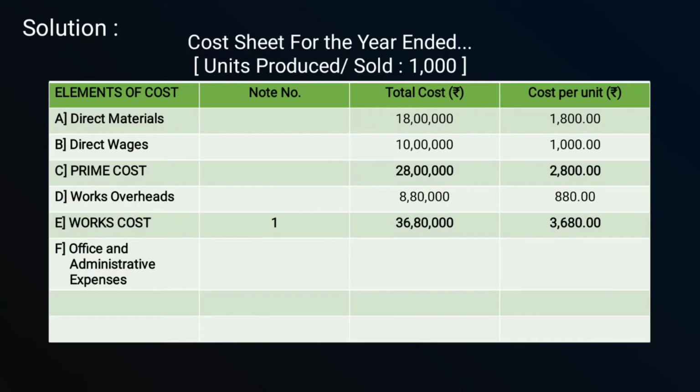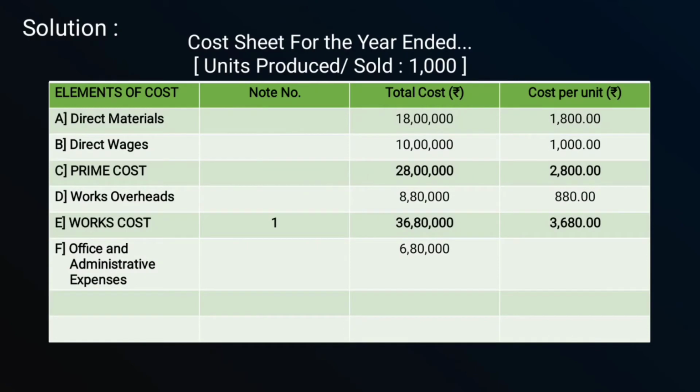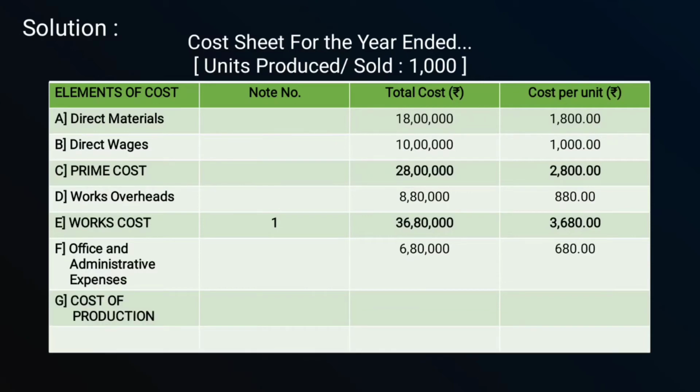Part F, office and administrative expenses. So office and administrative expenses amount is given as 6,80,000. So we'll record it in cost sheet. Total cost of office and administrative expenses is given as 6,80,000 and cost per unit will be 680 per unit. Part G, cost of production. So the total cost of production will be 43,60,000 and cost per unit will be rupees 4,360 per unit.